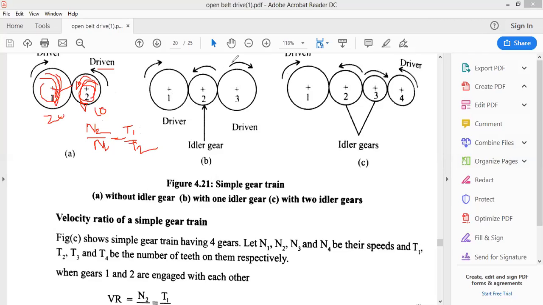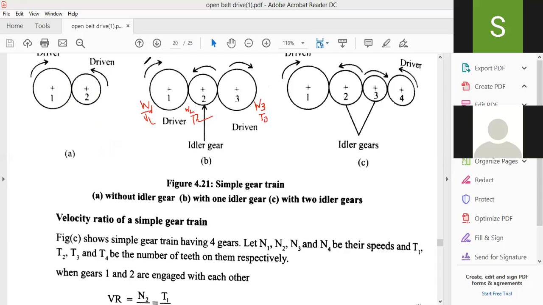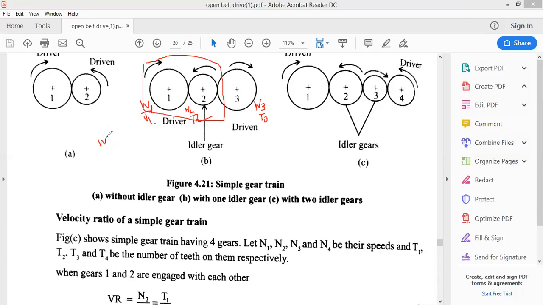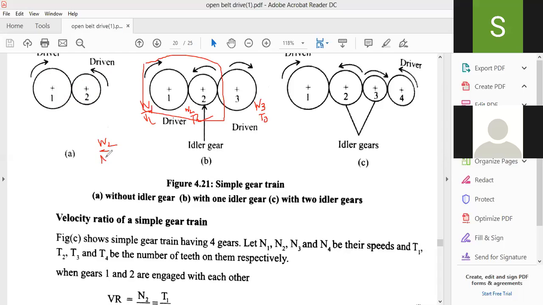Now let us assume, in this particular case, in the second diagram, this is N1 T1, N2 T2, and N3 T3. Okay, right. Now let us only take these two first. What is the velocity ratio formula? N2 by N1 is equal to T1 by T2, right? Okay, so these two gears are over.